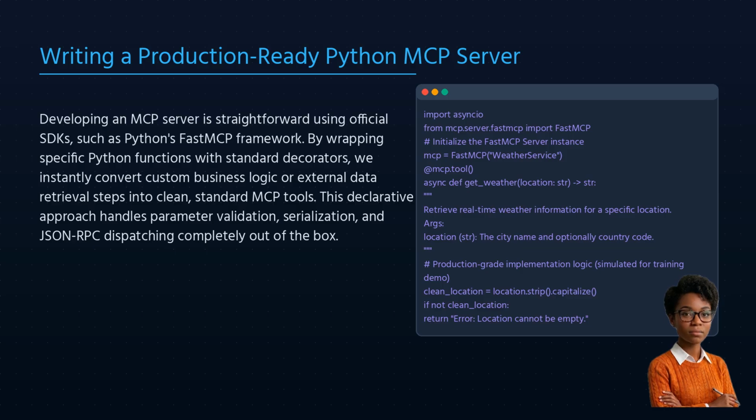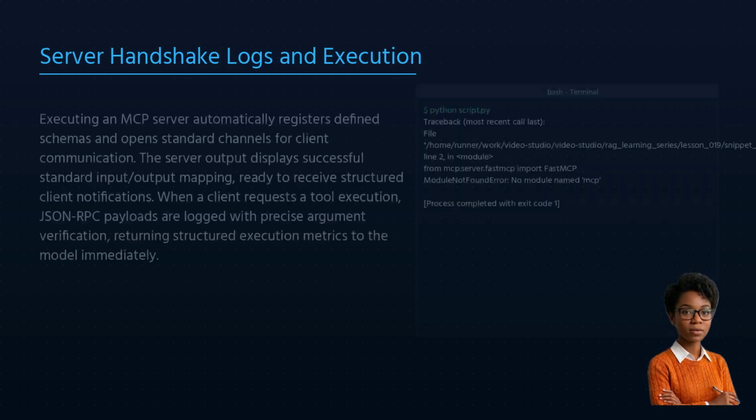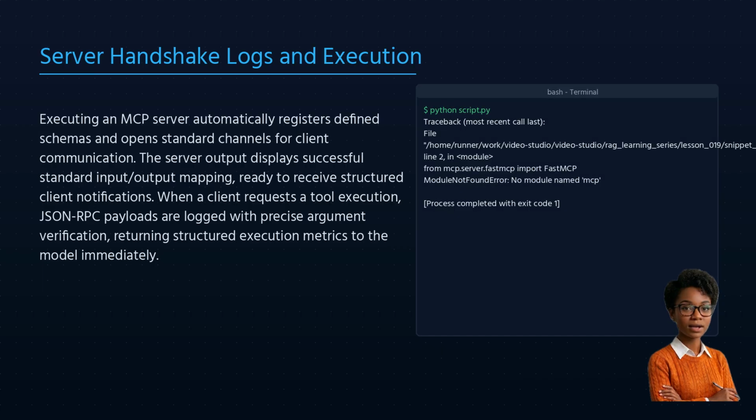Now, let's see what happens in the terminal when we run this server. Whoops! Looks like we've hit a classic live debugging moment right here. As you can see from the traceback, we've encountered a module not found error for MCP. This is a very common issue when setting up new Python projects or cloning repositories. It simply means that the MCP package, which our server script depends on, isn't installed in our current Python environment.